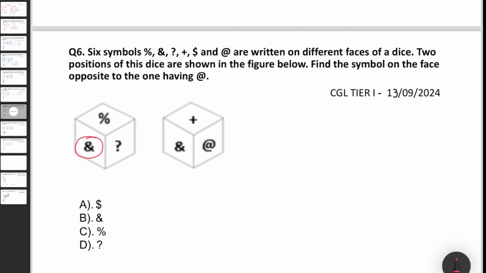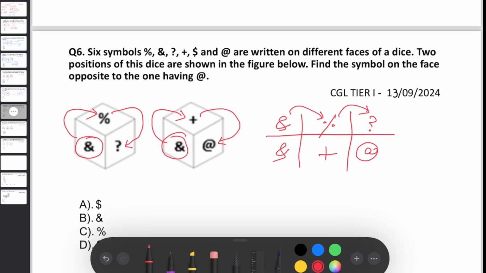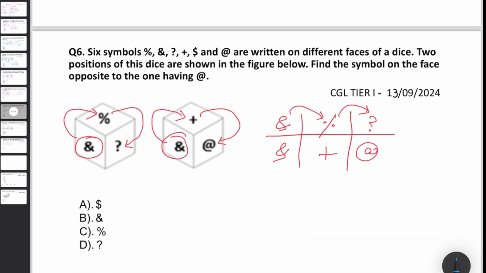N is here, N is here. So one similar face. For one similar face, what I just said is that N is here, N is here. And after N, it's percentage. So write percentage here. And after N, in the second dice, plus is here. Write plus. After percentage is question mark. So write question mark here. And after plus, it's at the rate. Write at the rate. So the question again says, what is the opposite of at the rate? The opposite of at the rate is question mark.